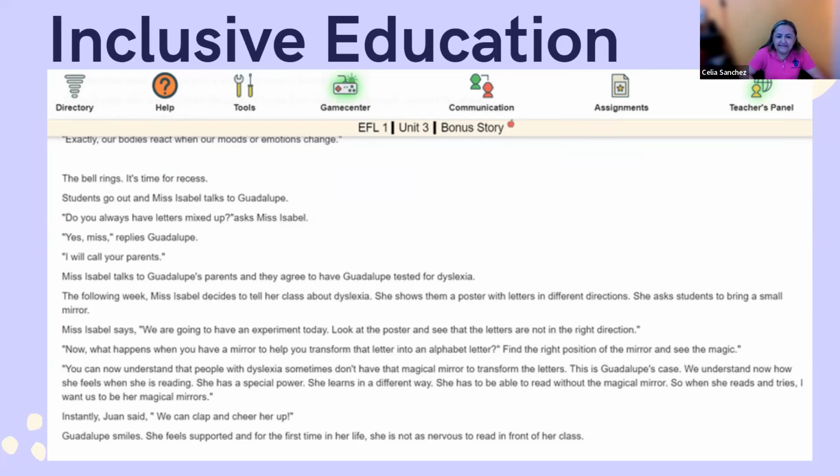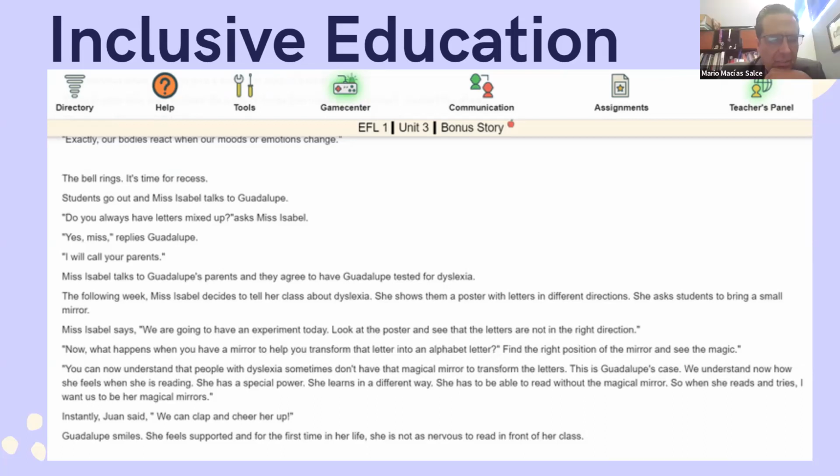"You can now understand that people with dyslexia sometimes don't have that magical mirror to transform the letters. This is Guadalupe's case. We understand now how she feels when she's reading. She has a special power. She learns in a different way. She has to be able to read without the magical mirror. So when she reads and tries, I want us to be her magical mirrors."